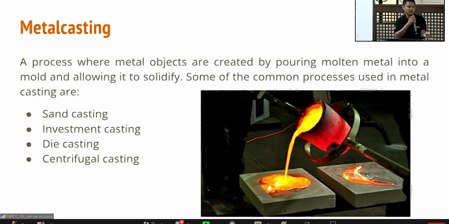First, let me define metal casting. It is a process where metal objects are created by pouring molten material into a mold and allowing it to solidify. Some of the common processes used in metal casting are sand casting, investment casting, die casting, and centrifugal casting. Each of them has different mechanisms and different advantages.